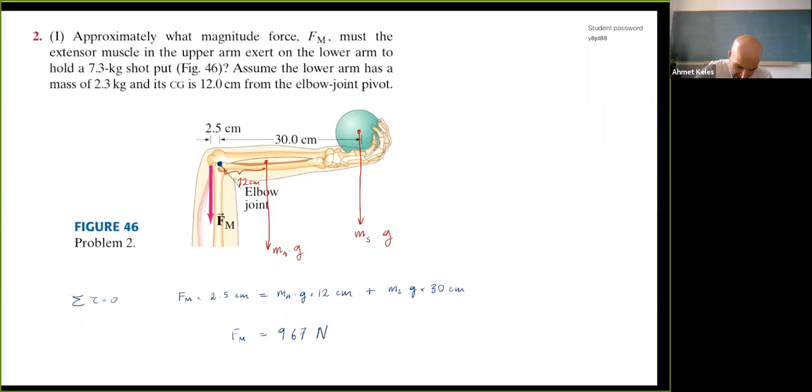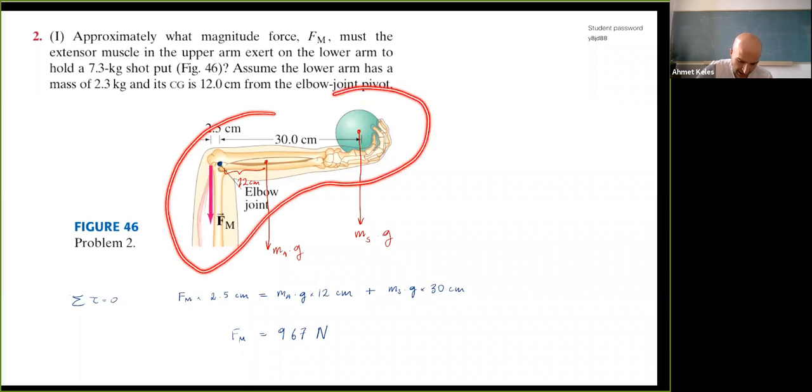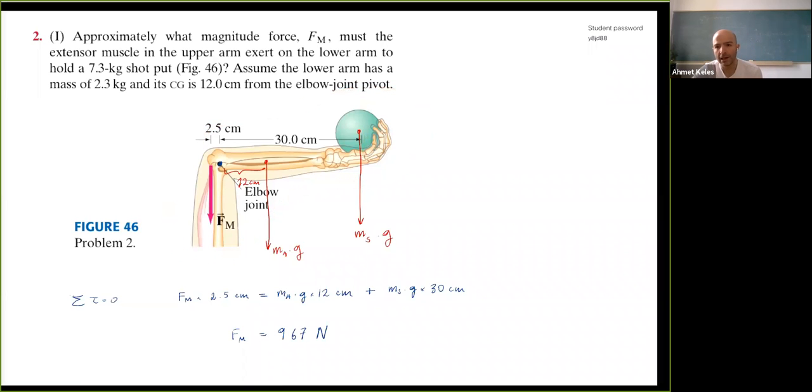The ball is exerting some force on the hand, and the hand is exerting some force on the ball, but this is completely internal. So we consider the arm and the ball as a system, and we are identifying the external forces acting on this system.